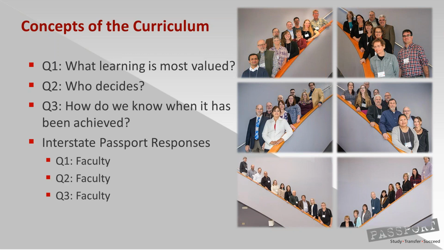And the Passport response, if you look at those photos, those are groups of faculty. The upper left-hand corner, we have natural science. Those people all teach natural science courses. On the right, we have the human cultures group. And there are actually 9 groups, and they all are actual teachers. The Interstate Passport response, what learning is most valued? The faculty decide that. Who decides that? The faculty. How do we know when it has been achieved? The faculty.